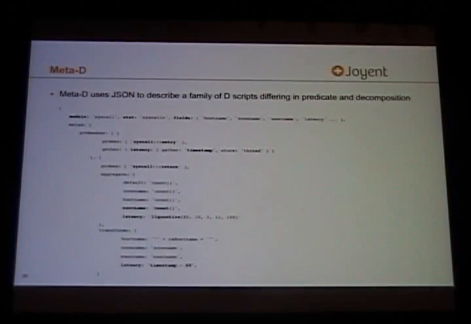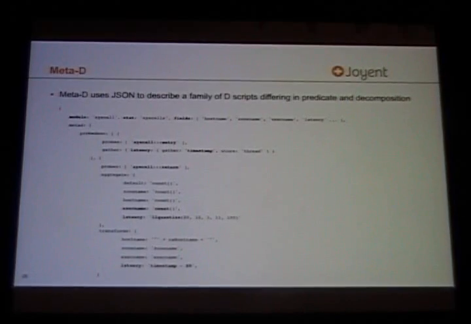Then we have a list of probe descriptions. In each probe description, we say what information we might be gathering. In the first one, we have the syscall entry probe. We're gathering a timestamp, and we're doing that only when we need to gather the latency field. In the second description here, that happens on syscall return.